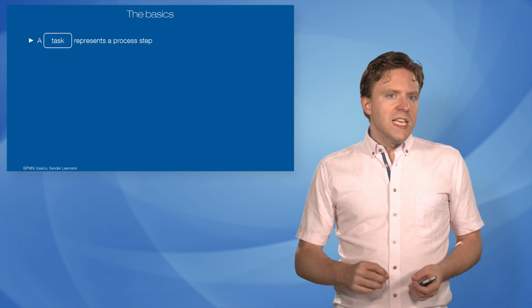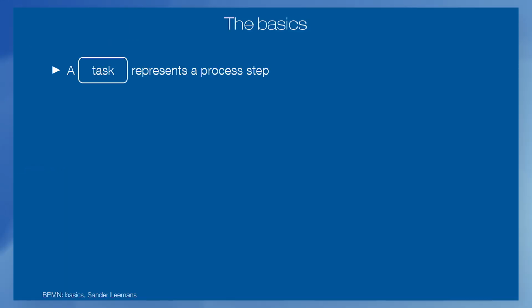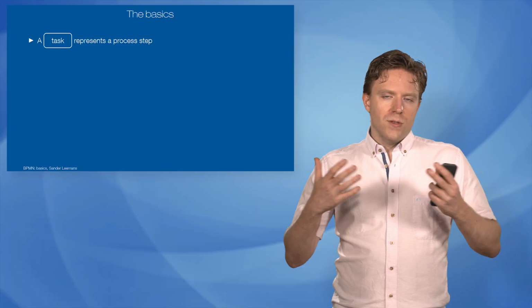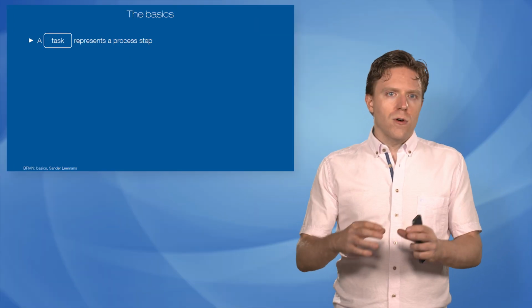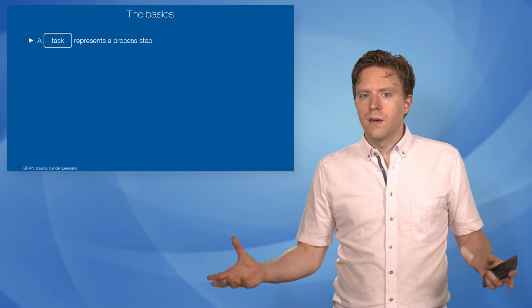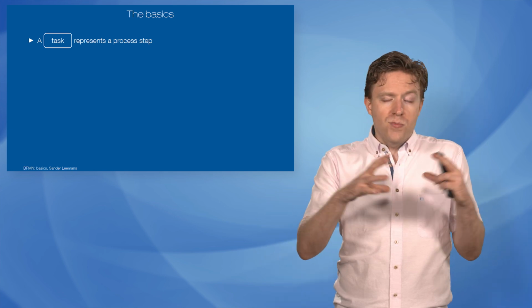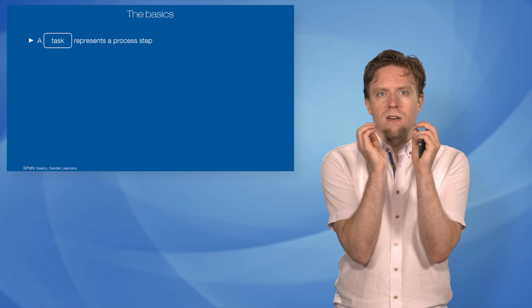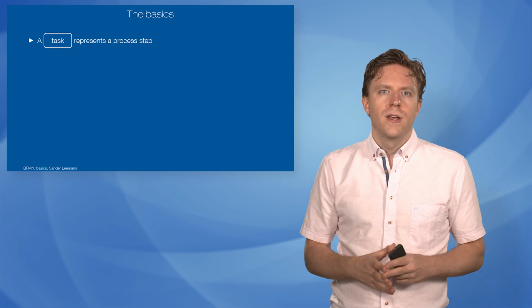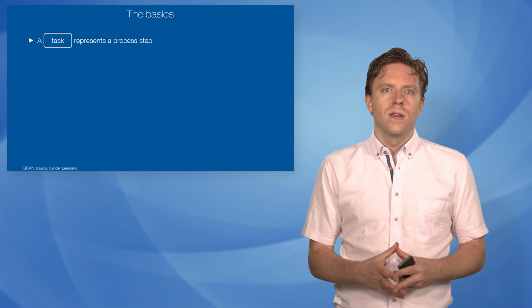This we model using tasks. A task represents a process step and it looks like this. So a rounded corner rectangle with the name of the process step in it. And this represents work being done by either people or machines, but at least some work being done for a particular customer or a particular claim. Whatever process you're modeling, a task is the smallest piece of work that you can do within a process model.